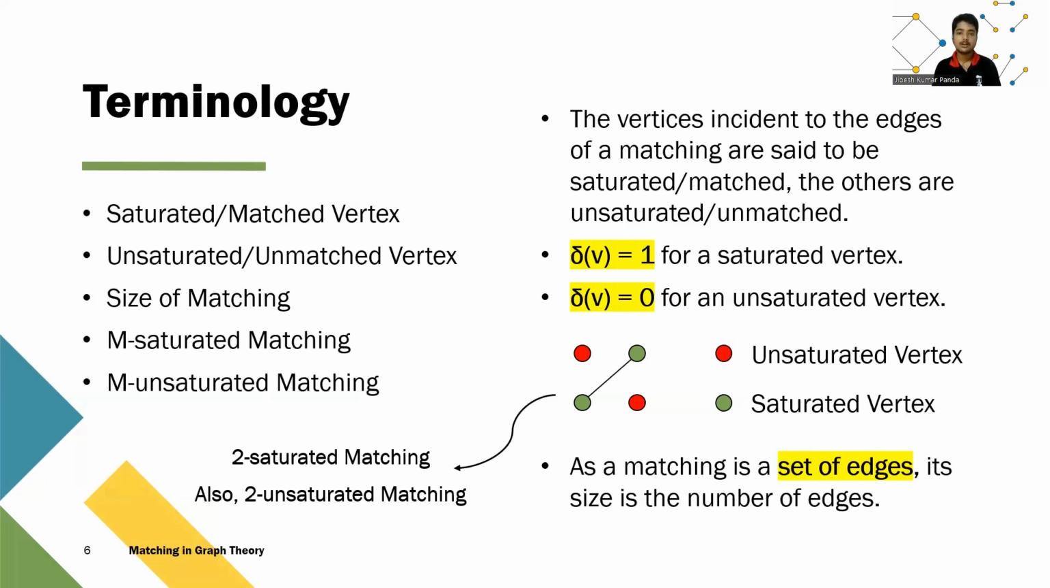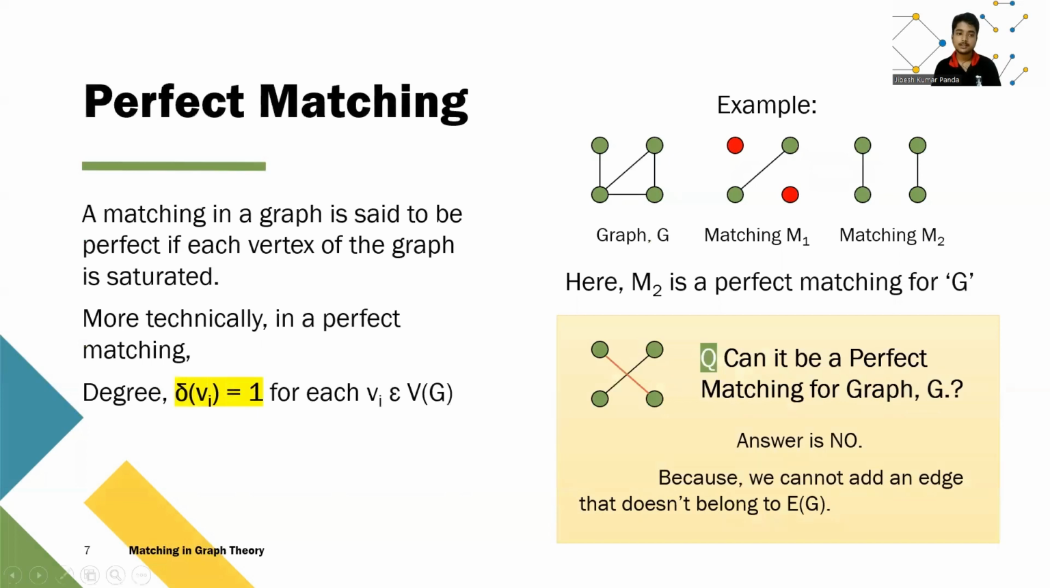Moving forward, we have the perfect matching. A perfect matching is a matching in which all the vertices of the graph are saturated. More technically, in a perfect matching, the degree of each vertex is equal to 1. Means no vertex exists with degree 0. In the graph, the examples of matchings considered here are M1 and M2. In M1, there are 2 unsaturated vertices, so it cannot be a perfect matching. Whereas in M2, all the vertices have degree 1 and are saturated, so it can be termed a perfect matching M2.